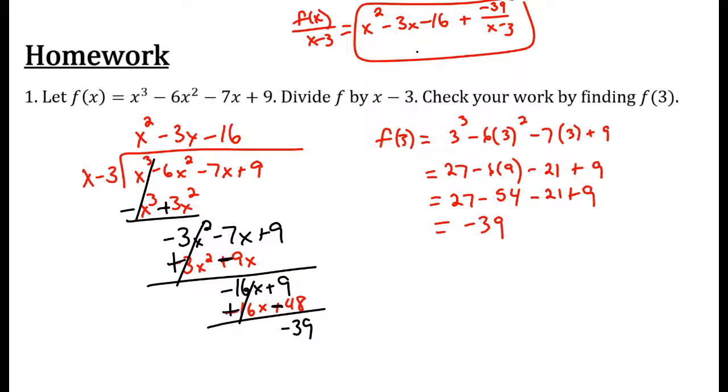How is this helpful, and how does this use the remainder theorem? Well, notice that our remainder is what we got when we found f of 3. So I divided by x minus 3, which means plug in x equals 3. Whatever f of 3 is, when you plug in that 3 to the function, that's the remainder when you divide by x minus 3. So this does check out because my remainder was negative 39, and when I plugged in x equals 3, not x minus 3, x equals 3, I got negative 39, so it does check. Remainder theorem is a powerful, powerful tool to check division.